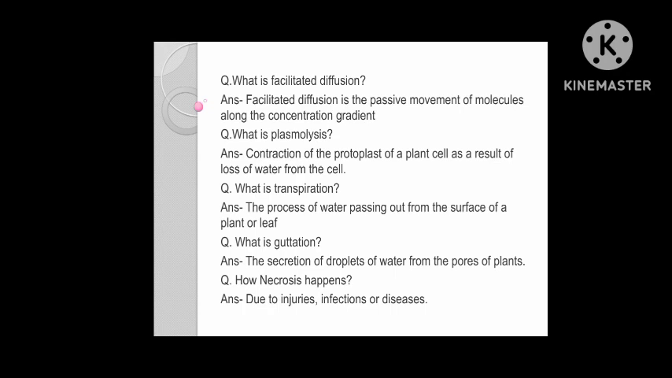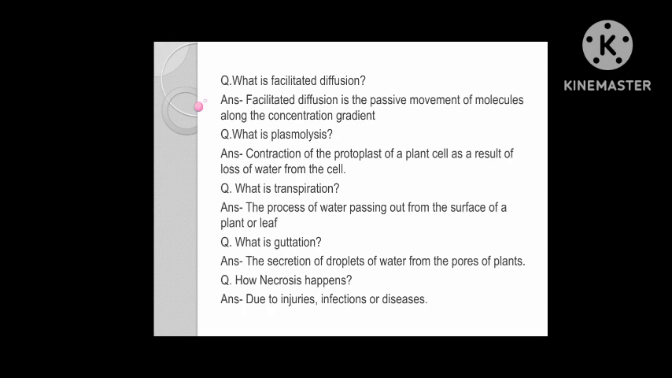Facilitated diffusion is the passive movement of molecules along the concentration gradient. What is plasmolysis? Contraction of the protoplast of a plant cell as a result of loss of water from the cell. Then what is transpiration? The process of water passing out from the surface of a plant or leaf is called transpiration. What is guttation? The secretion of droplets of water from the pores of plants.